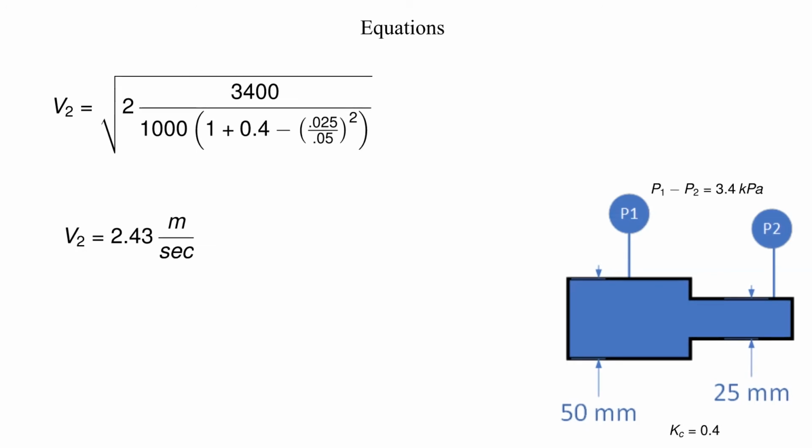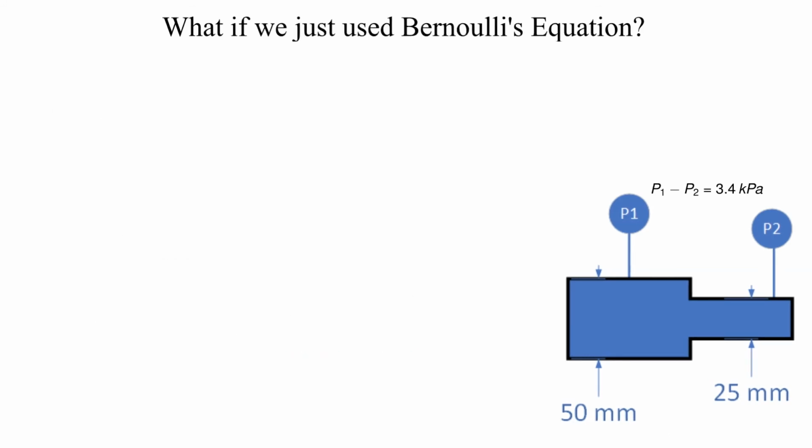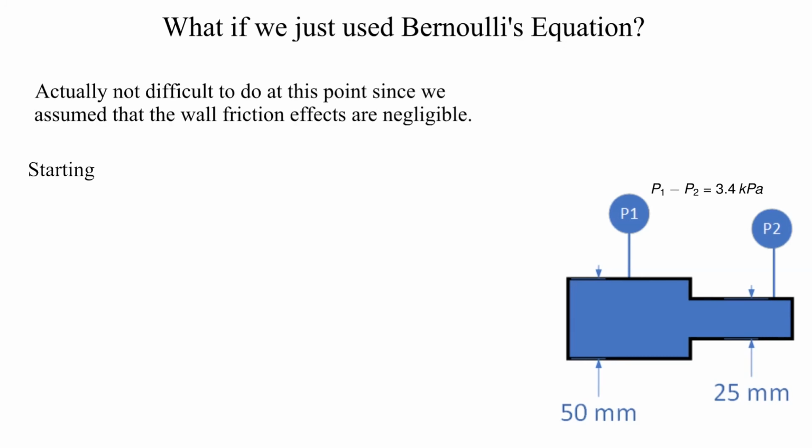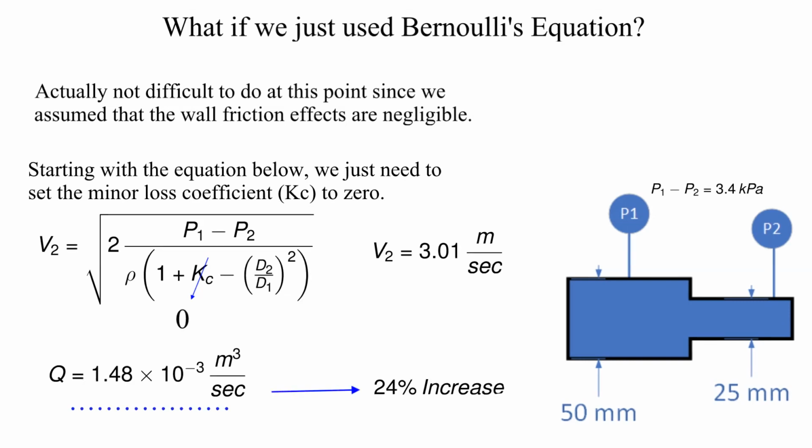Multiplying it by the area at 2, we get that the volumetric flow is equal to 1.19 times 10 to the minus 3 cubic meters per second. We have solved the problem, but what would the results be if we ignored all losses and used Bernoulli's equation? Doing this, we see that the calculated flow would be 24% higher than the flow calculated accounting for the minor loss.